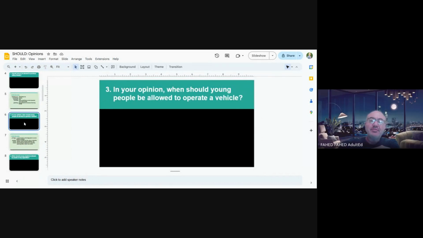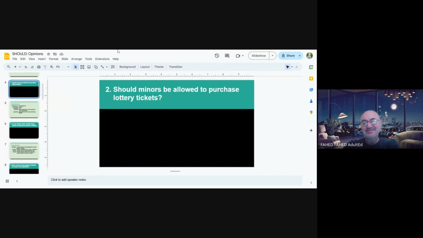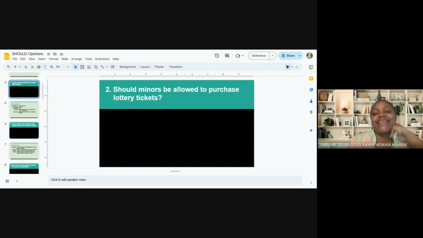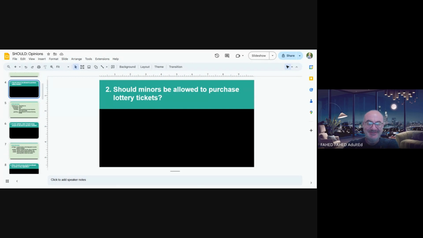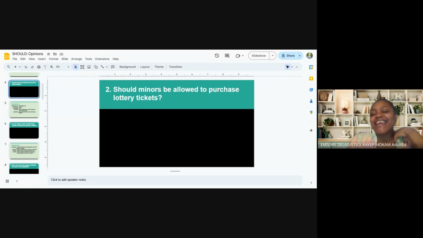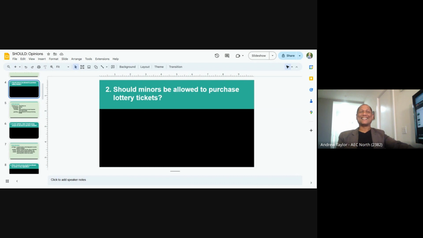Have you ever purchased lottery tickets? No, never. Why? I'm just afraid or scared to lose my money. Yeah, you're doing a good job, because me, that's right. Today I just bought $20.